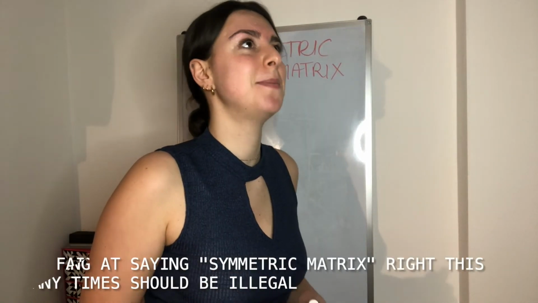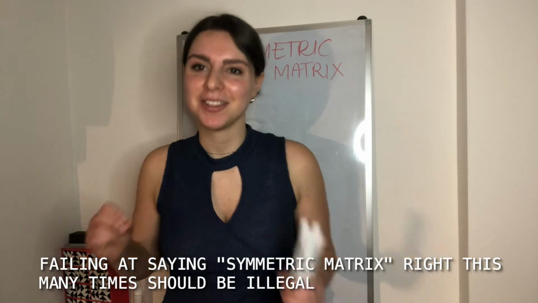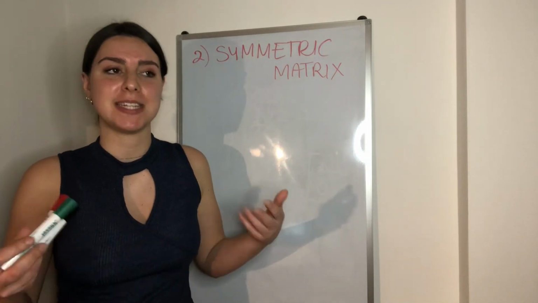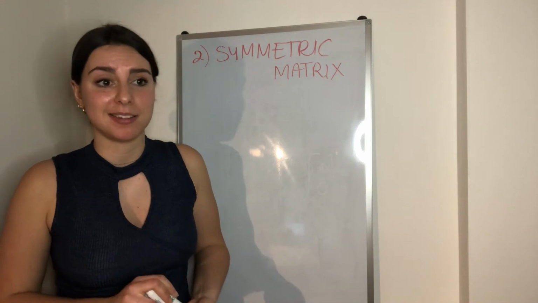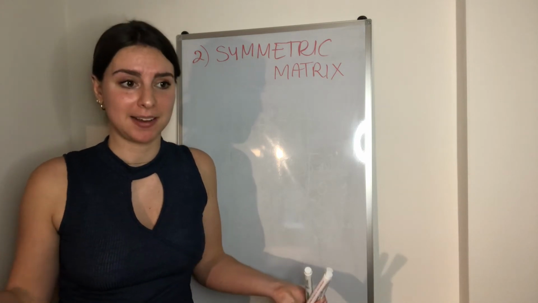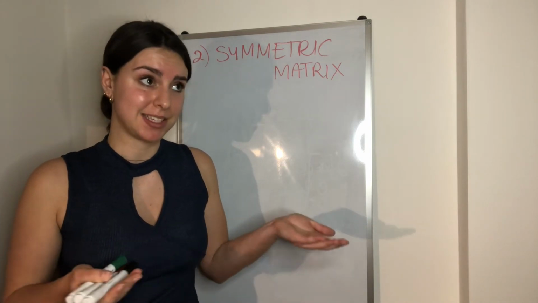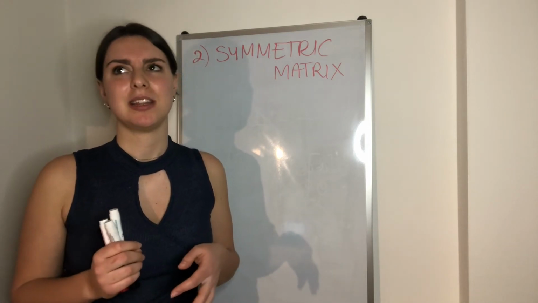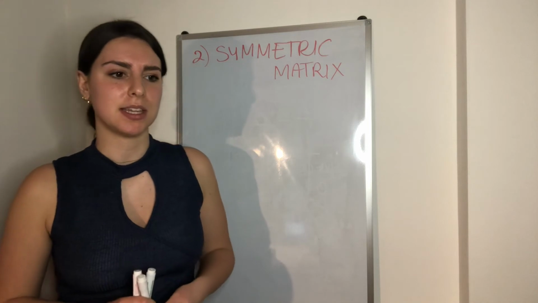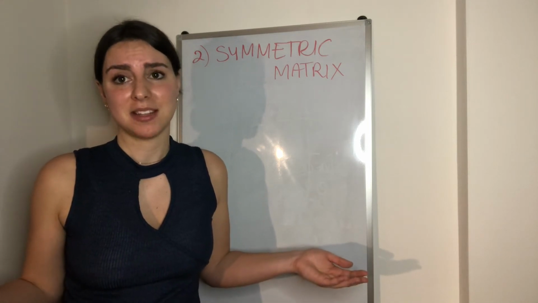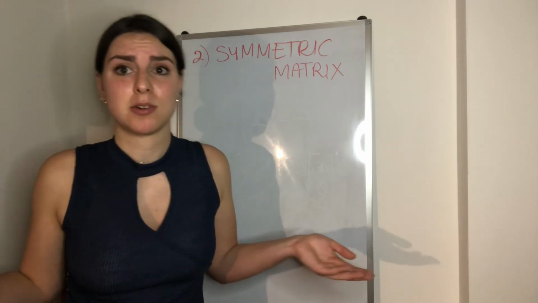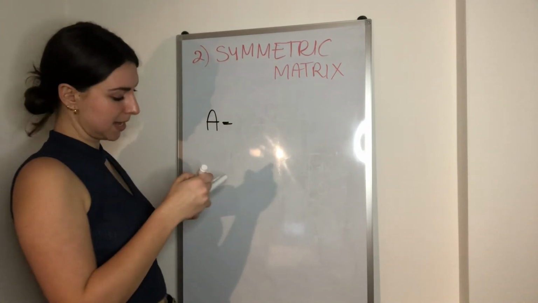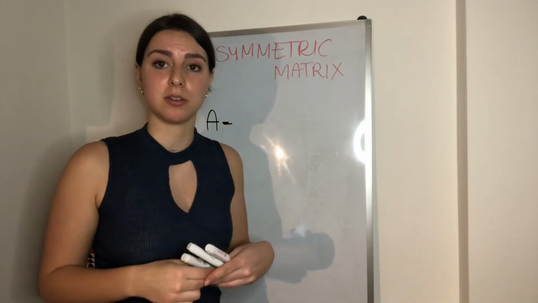A symmetric matrix is the transpose of itself, but since we haven't talked about transposition yet, we can also use another definition that is a bit easier and that is perfect now. A symmetric matrix looks like this.